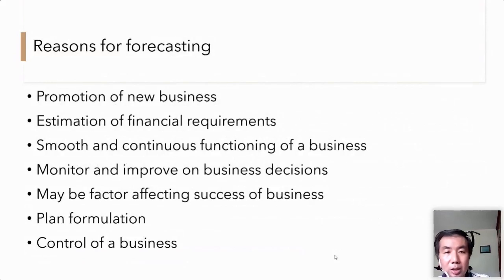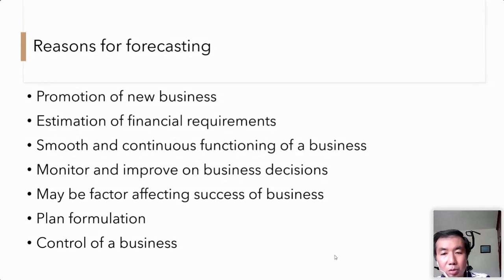Some of the benefits of forecasting, or your reasons for undertaking forecasting, could be as follows. These are just some examples shown in the list here. For example, as you read through: promotion of new businesses, estimation of financial requirements, smooth and continuous functioning of business, monitoring and improving business decisions, and maybe a factor in determining success. With proper forecasting done, you can actually plan for what to do. So it may be a key success factor in your business.